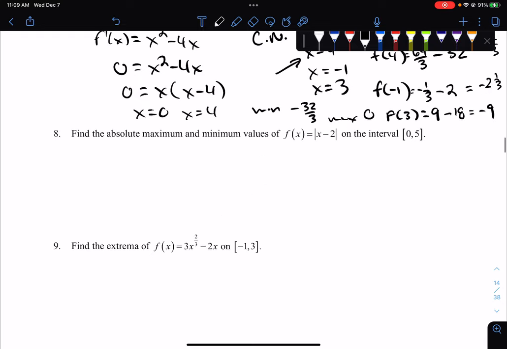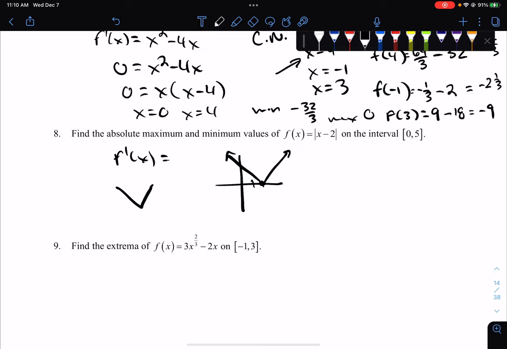Okay, number 8, find the absolute maximum and minimum values of this function on the interval from 0 to 5. All right, so f prime of x is going to equal, man, do we want to do this the easy way? Because I know what x minus 2 looks like. We've got to do this the easy way. The absolute value function is a v. And x minus 2 just means that my v is shifted to the right 2.